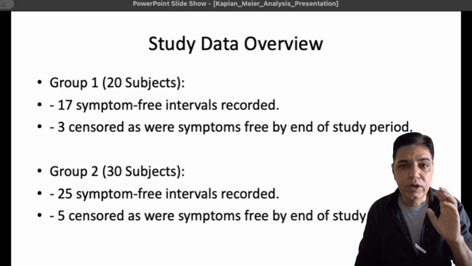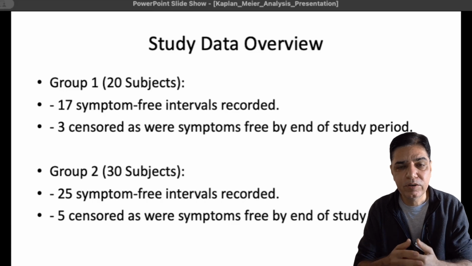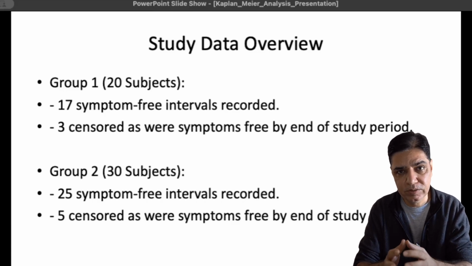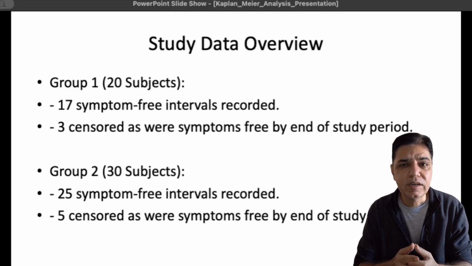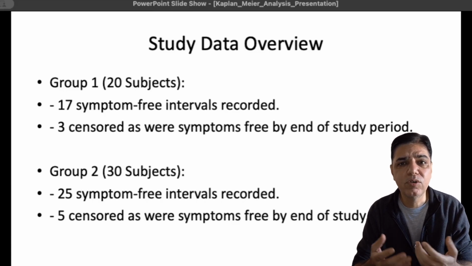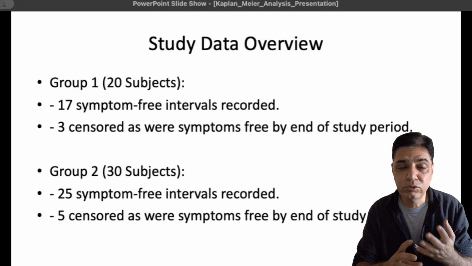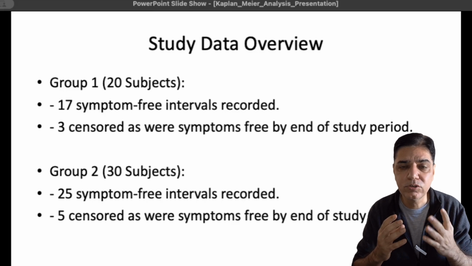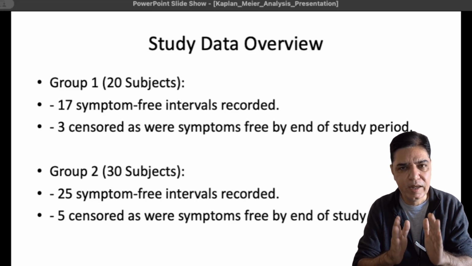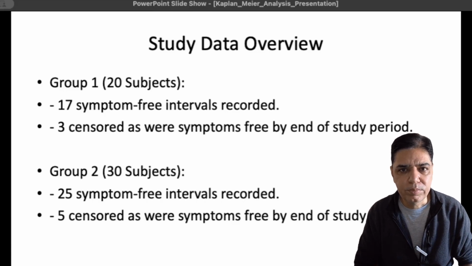In group 2, in which we had given them beclomethasone, 25 came back over a period of time because of acute exacerbation, and we had their different time intervals recorded, while 5, by the end of the study, did not come back to us. Why? Because they did not develop a symptom, or maybe they went somewhere, okay? But we will consider them as censored data. I told you censored data is either symptom-free by the end of the study, or they didn't come at all, lost to follow-up. Okay, so we have got the record of 17 people in group A and 25 in group B.